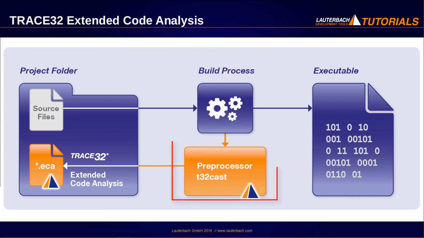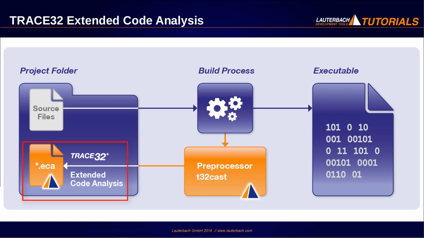Lauterbach provides the T32 cast command line tool for this purpose, which analyzes the C or C++ source code. As a result, the information on the decision structure required for MCDC coverage analysis is generated for each source code file and stored in a so-called ECA file.